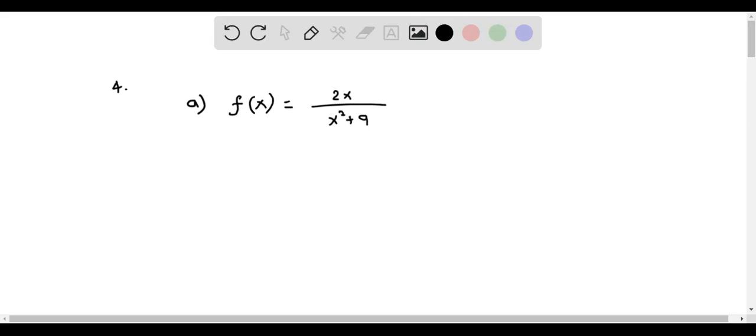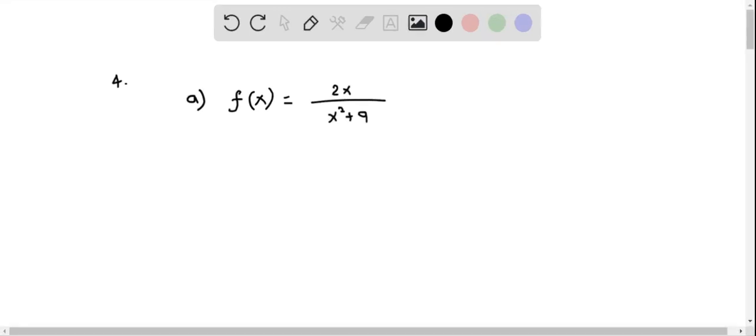We will now determine the domain of this rational function, that is f of x equals 2x over x squared plus 9. So let's consider the numerator as p of x and the denominator as q of x. Basically, we consider the numerator and denominator as functions. So for a rational function, the denominator function should not equal 0.